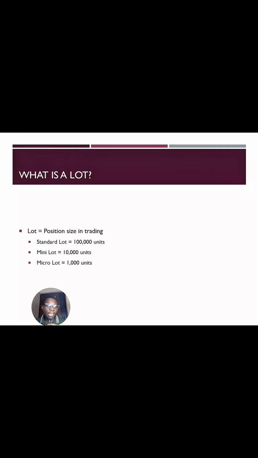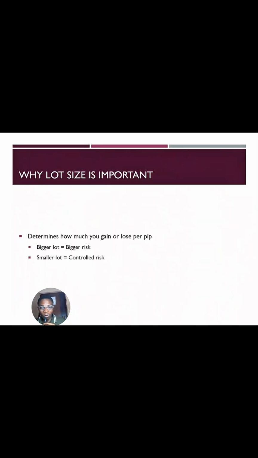100,000 units. When I say mini lot, I mean 10,000 units. When I say micro lot, 1,000 units. I'm going to speak about why lot size is important. It determines how much you gain or lose per pip. I know that I use the pip to calculate how much I'm risking, so the lot will help me determine, if I'm using a 0.01 lot size on 30 pips, how much I'll gain or lose per pip.